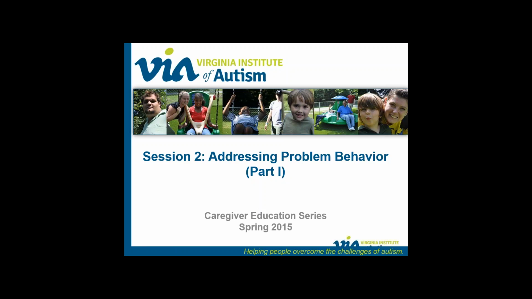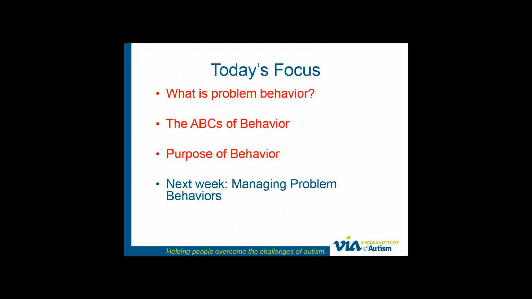So today what we're going to do is talk a little bit about how we assess challenging behavior. This is the first part of a two-part series. What we're going to do today is try to understand problem behavior. We'll discuss what problem behavior looks like, the ABCs of problem behavior, and some purposes of why problem behavior occurs. And next week, we're going to tackle, okay, so now that we understand the problem behavior, how do we treat it?